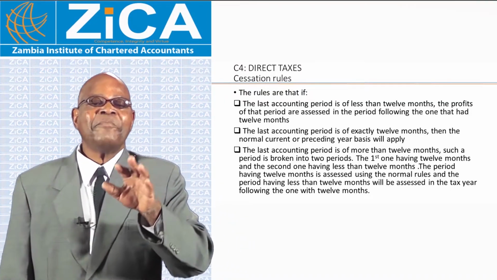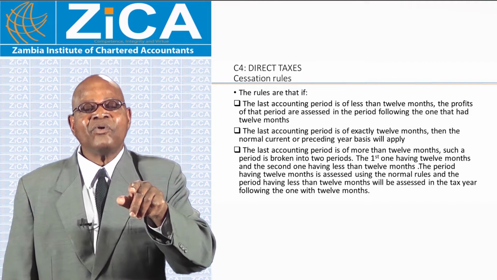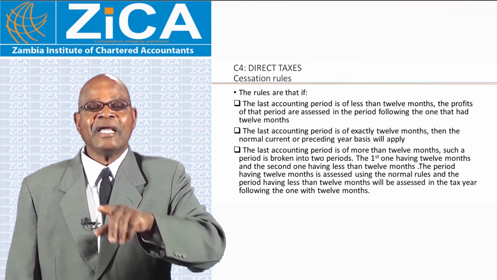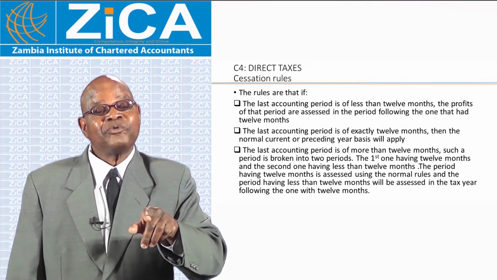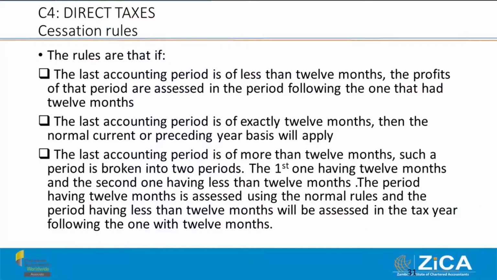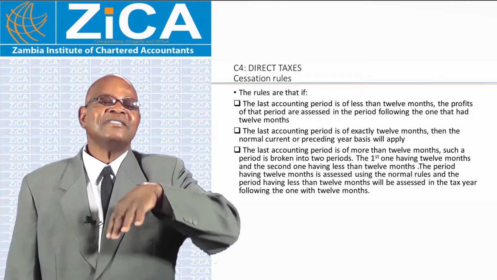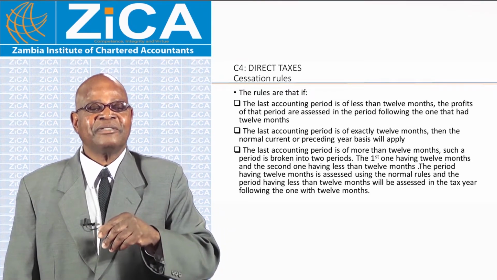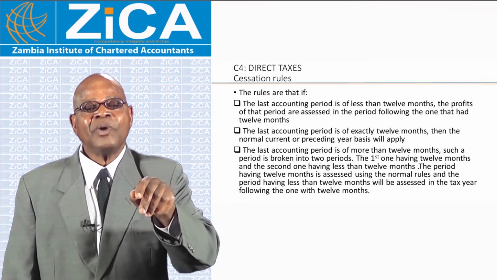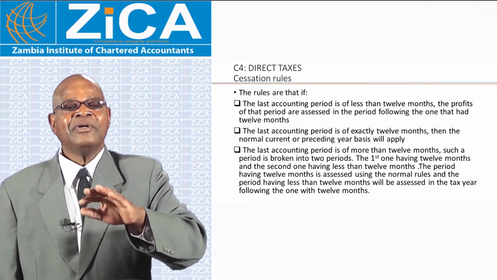Again, we are saying it will depend whether the end of the accounting period is between 1st of January and 31st March, or it is ending between 1st of April and 31st December. And then if the last accounting period is of more than 12 months, such a period is broken down into two periods. The first one having 12 months and the second one having less than 12 months. This is the opposite of what was happening when you are looking at commencement rules. Here, the first one will have 12 months and the second one will have less than 12 months.